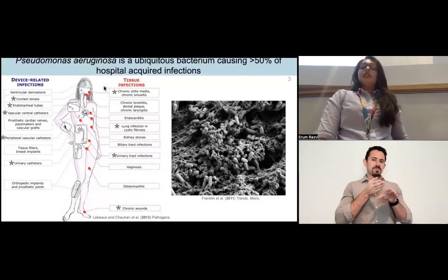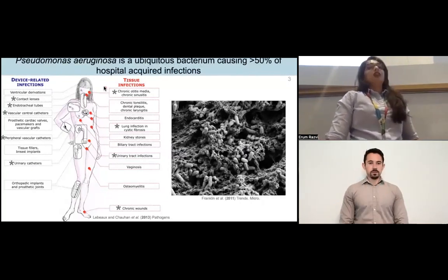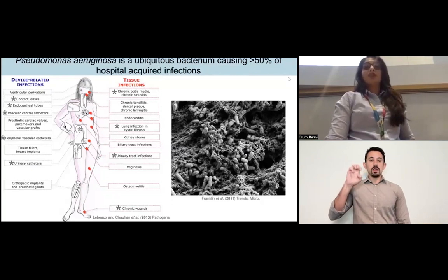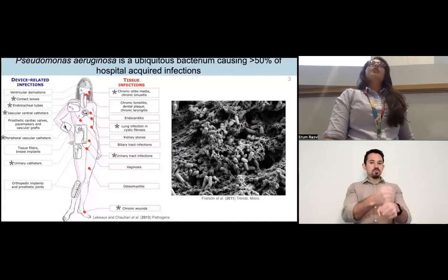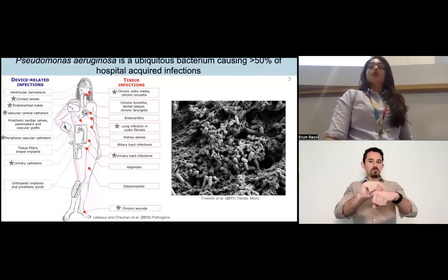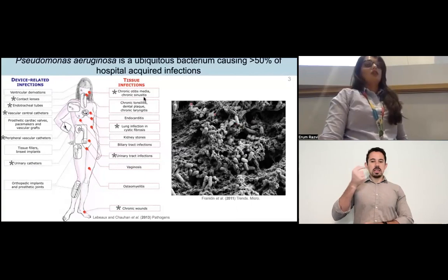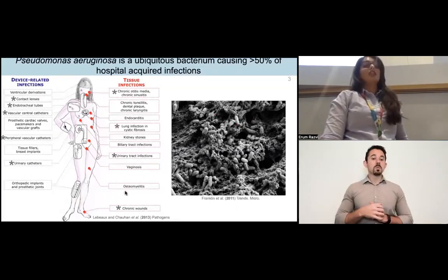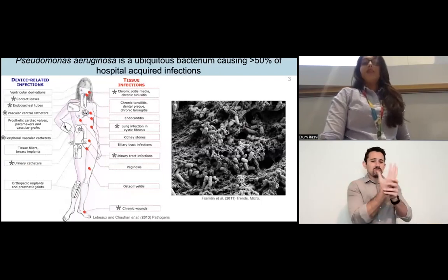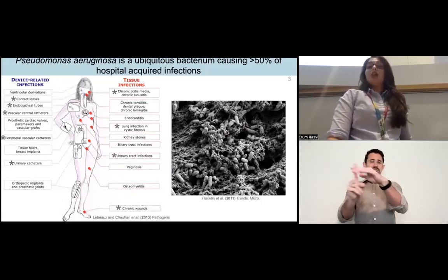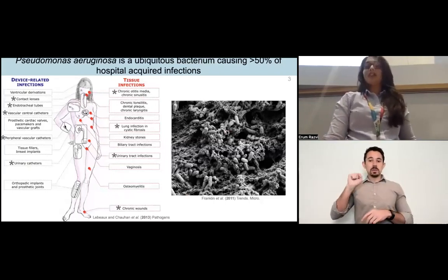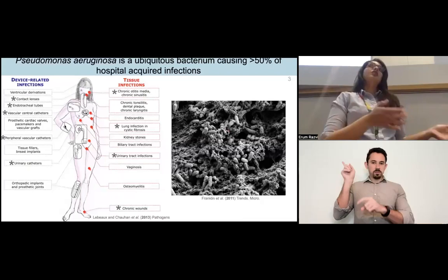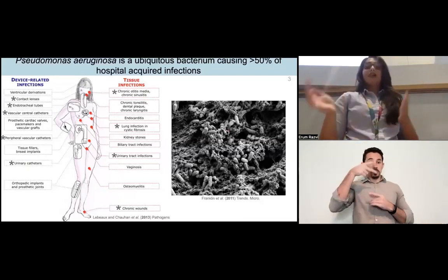Pseudomonas aeruginosa is a gram-negative rod-shaped bacterium able to form a biofilm, shown here in this scanning electron micrograph. P. aeruginosa is ubiquitous, able to thrive in diverse environments, including in the various medical devices and tissues marked with asterisks here. P. aeruginosa is a prevalent pathogen in a hospital environment, causing over 50% of hospital-acquired infections due to the transmissibility between devices and tissues.